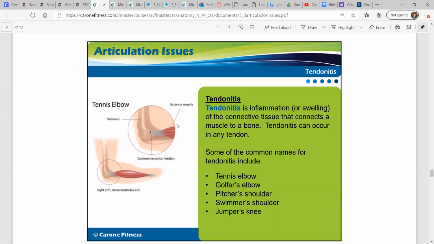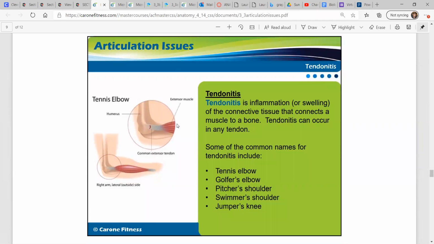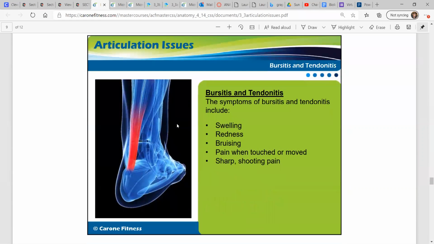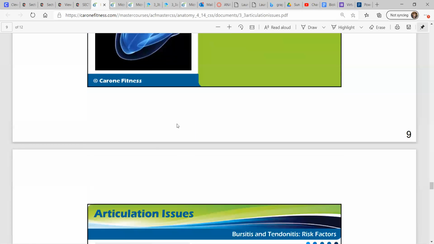Then you have tendonitis. That is also inflammation or swelling of the connective tissue that connects a muscle to a bone. Tendonitis can occur in any tendon. Some of the common ones are tennis elbow, golfer's elbow, pitcher's shoulder, swimmer's shoulder, and jumper's knee. So, what are the symptoms of these? Swelling, redness, bruising, pain when touched or moved, sharp shooting pain.